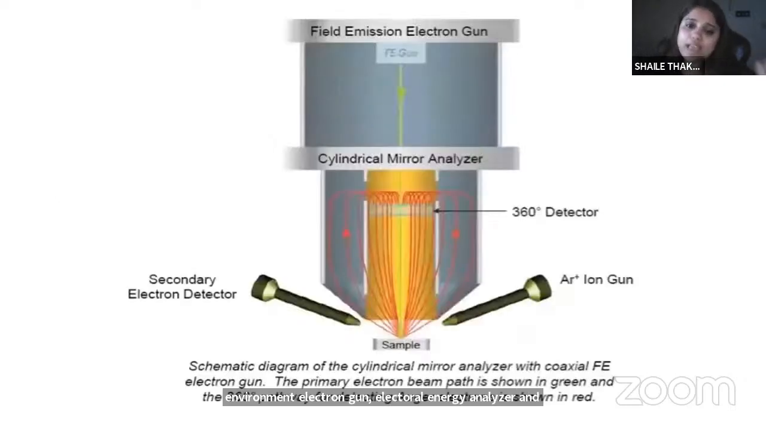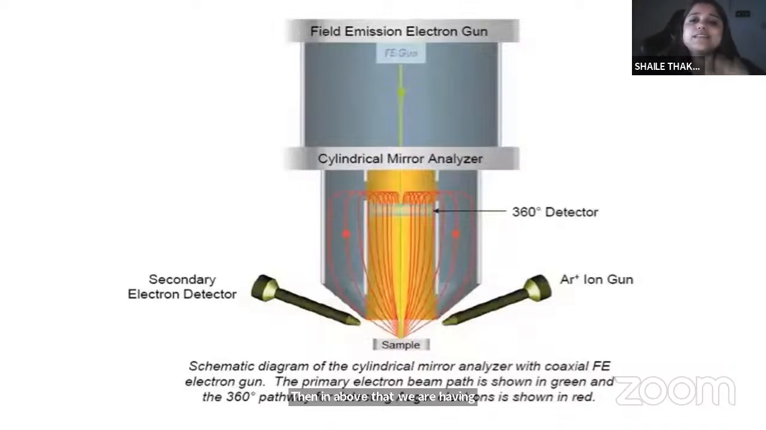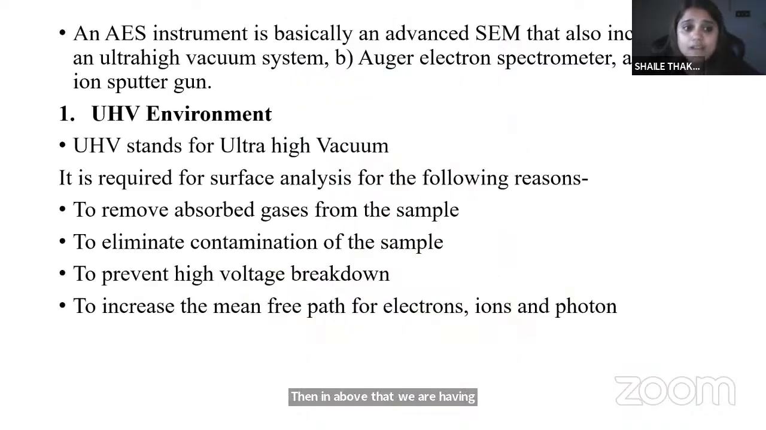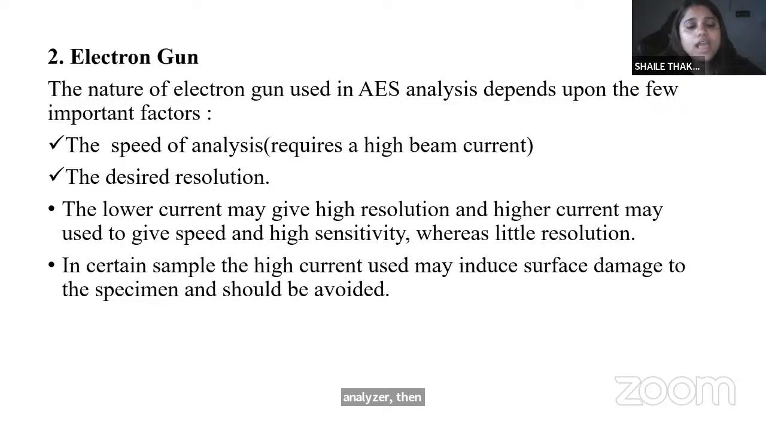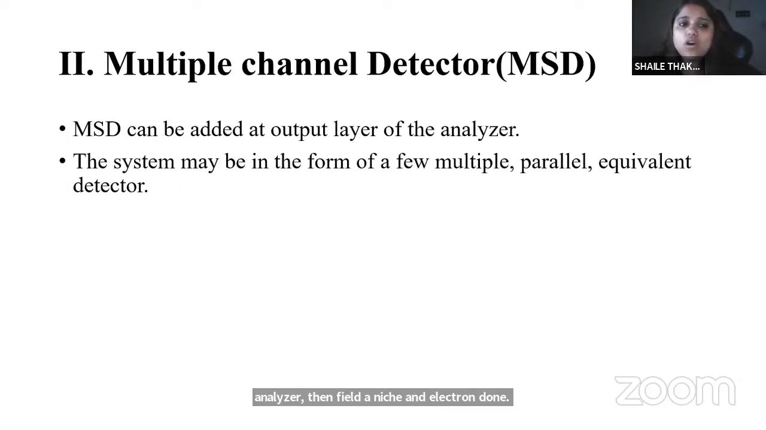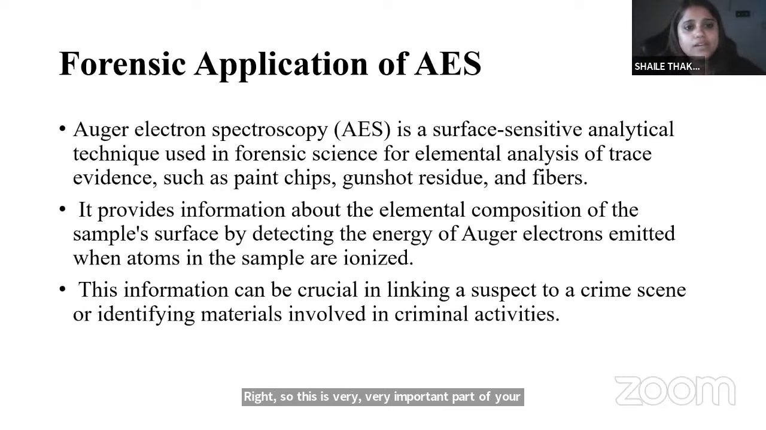This is how the working mechanism looks. There is a sample present, then there are secondary electron detectors present. Then above that, we have the cylindrical mirror analyzer, then the field emission electron gun. So this is a very, very important part of your AES, that is Auger electron spectroscopy.